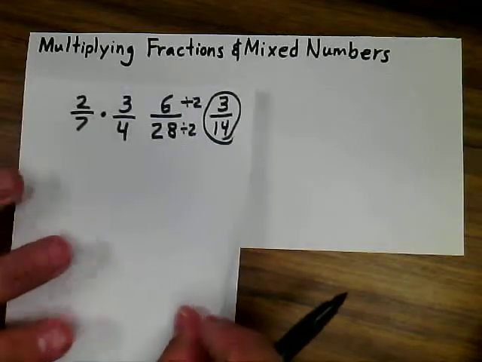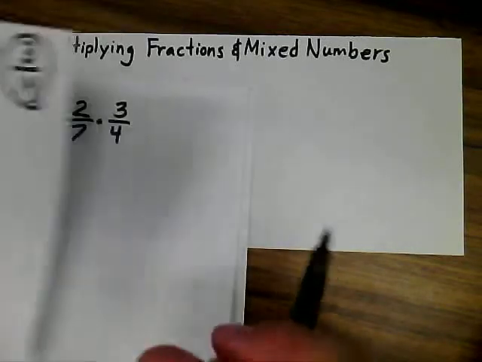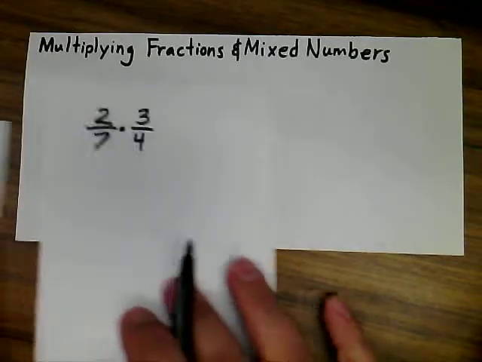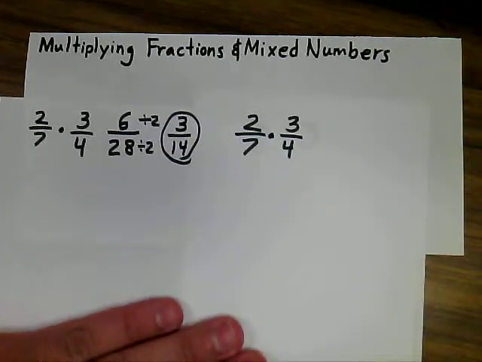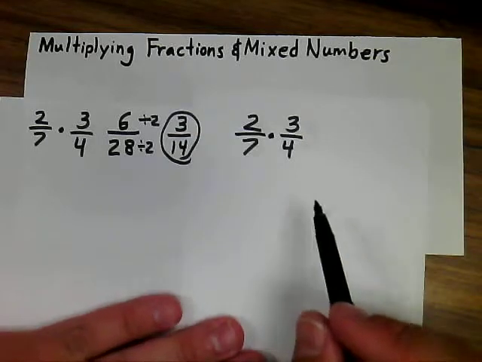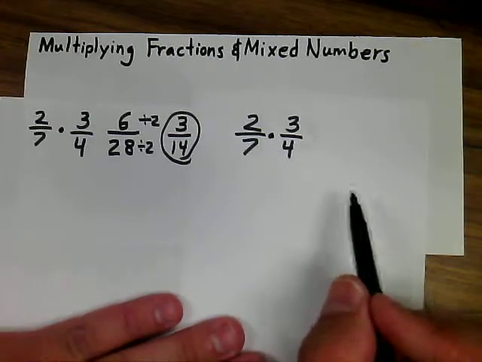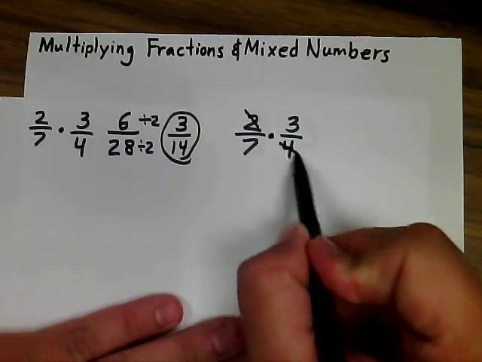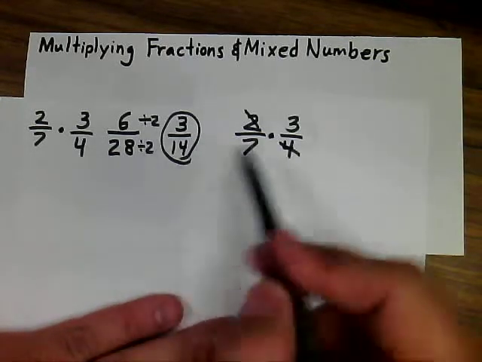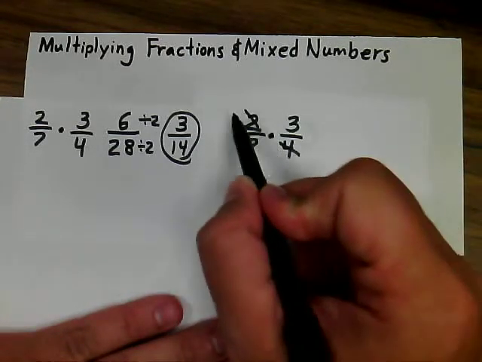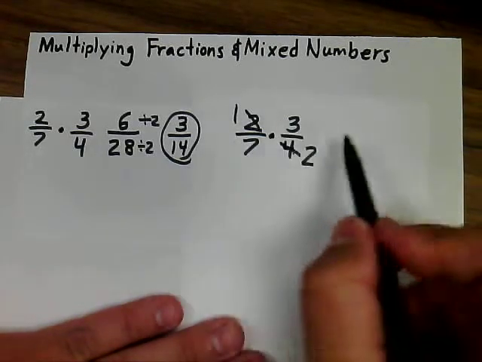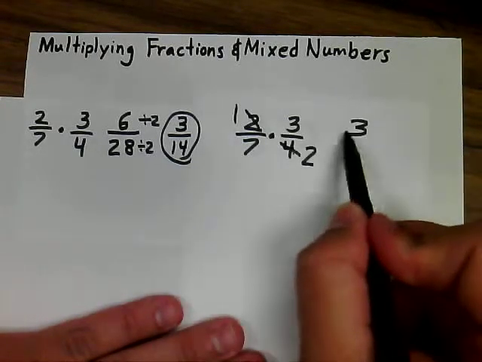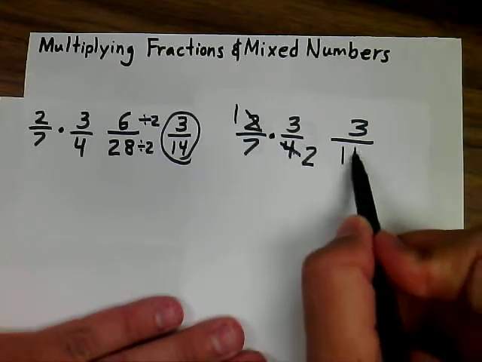Now I'm going to show that exact same answer using a method that's sometimes called cross-canceling, or sometimes known as cross-reducing. What this will do is give us our answer, and we can simplify before we multiply. We do that by canceling out the 2 and the 4 and actually dividing by 2 before we even start. 2 divided by 2 is 1. 4 divided by 2 is 2. And then we go ahead and multiply across. 1 times 3 is 3. 7 times 2 is 14.